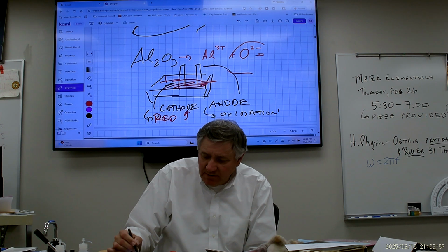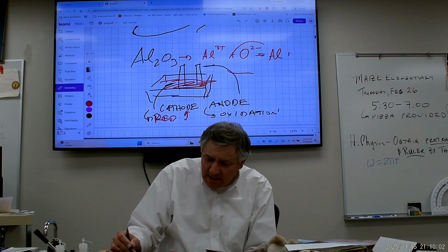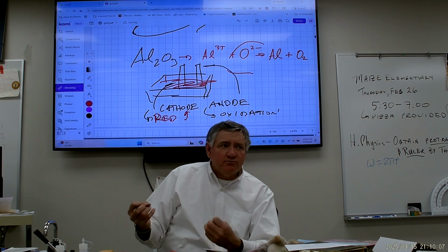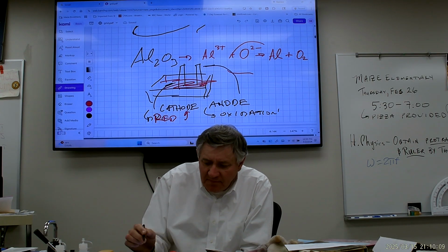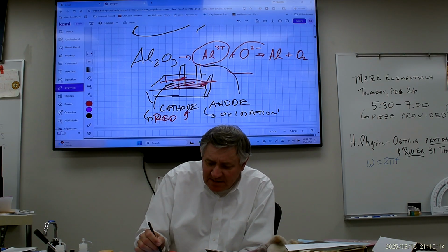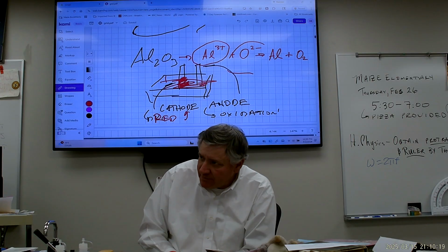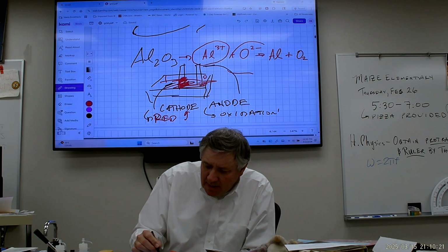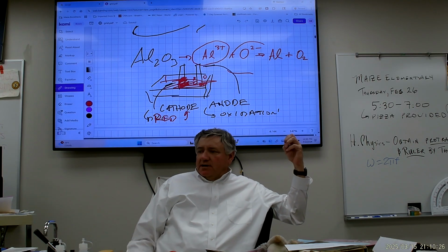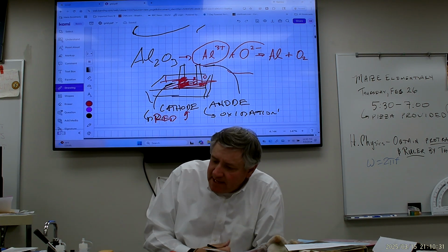So out of this, you are going to get elemental aluminum, and you're also going to get oxygen gas. So this is what you would see happening. On that reduction side, you would physically see aluminum start to form on that cathode. You would see bubbles of oxygen gas begin to form at the anode. So this is how you get aluminum to put into your aluminum cans.